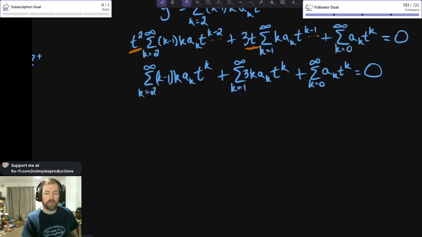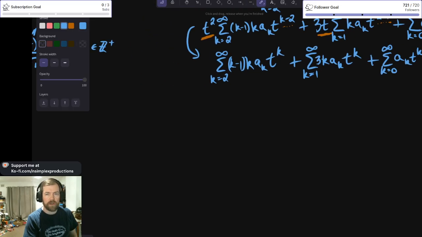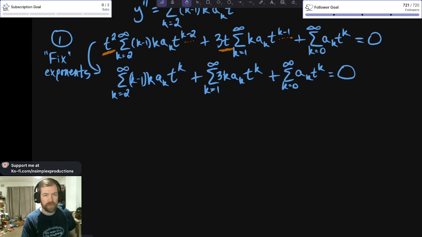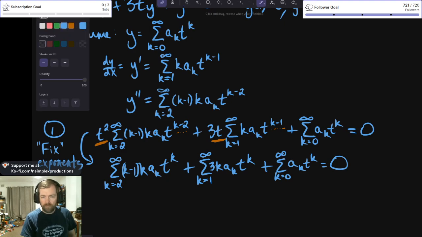Now, we are not allowed to combine these. Right, so this is option 1. Option 1 is fix the exponents. You can't sum these because our k values are not the same.